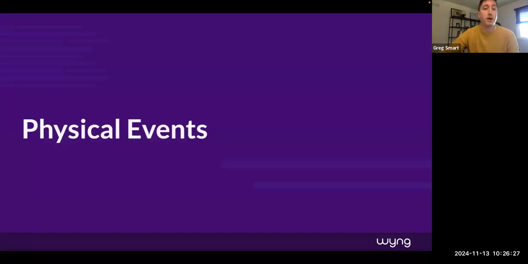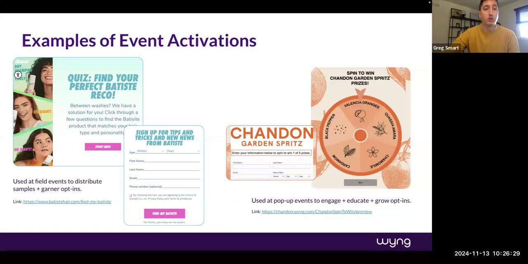And last but not least, we'll talk about physical events. For physical events, one common use we've seen a few of our clients run is in-store promotions, say a QR code on an end display or something like that. In this case, there was one we worked with, Batiste Dry Shampoo, and they have quite a big line of various dry shampoo products. So to help people who are in store making a purchase, they had a quick QR code that said, hey, take this short quiz to find the best product for you.